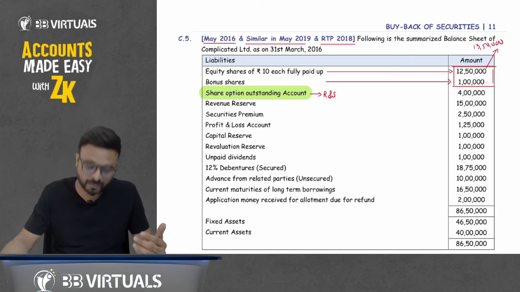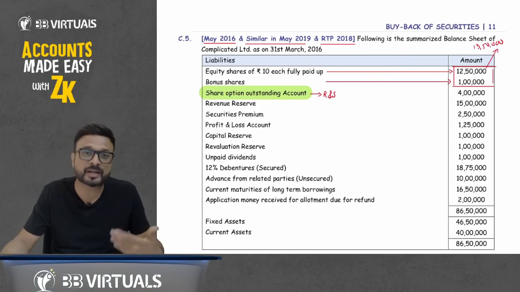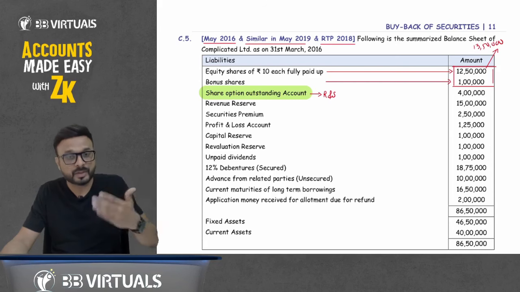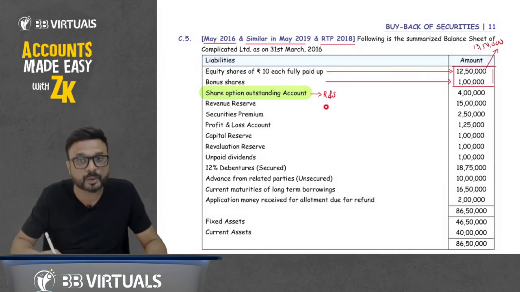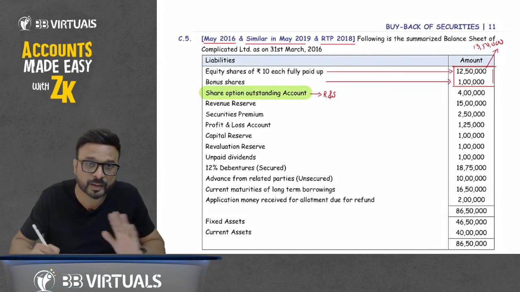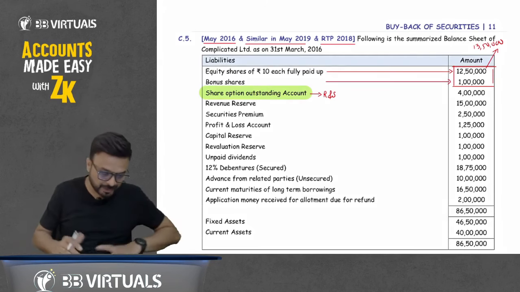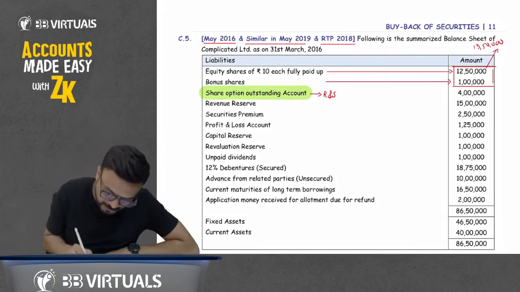it is not a free reserve. We record it under reserve and surplus because ultimately it will be converted into share capital, when we give shares to employees. So we record it under reserve and surplus as per Schedule 3 of the Companies Act, but it is not a free reserve. Now second is revenue reserve, which is a free reserve.